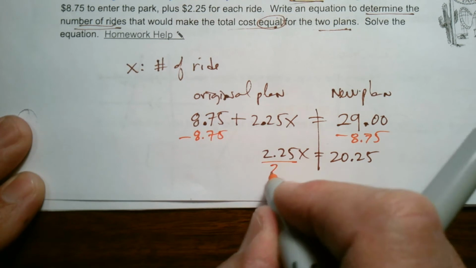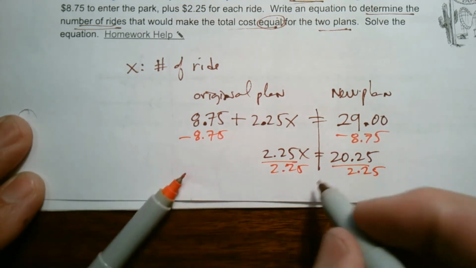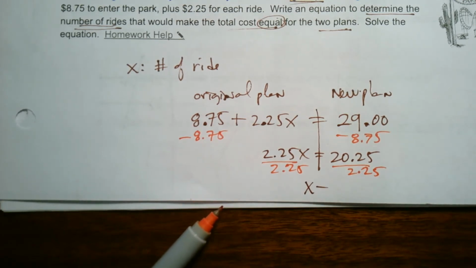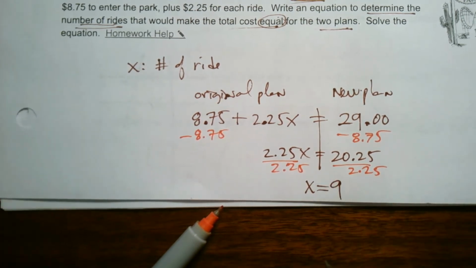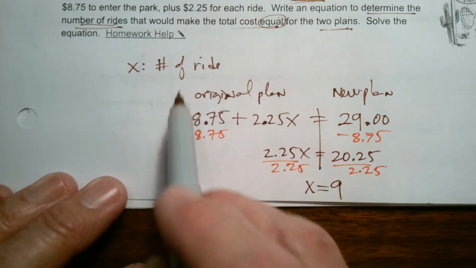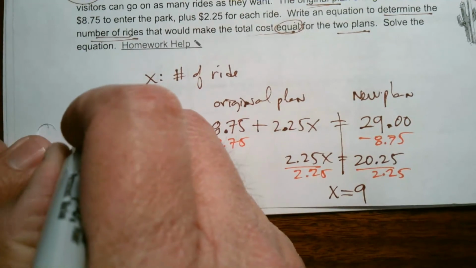Then divide both sides by 2.25. So I have to figure out what $20.25 divided by 2.25 is, and it gives me 9. What does that say? At 9 rides, the original plan would be equal to the cost of the new plan. So we'll write that down.